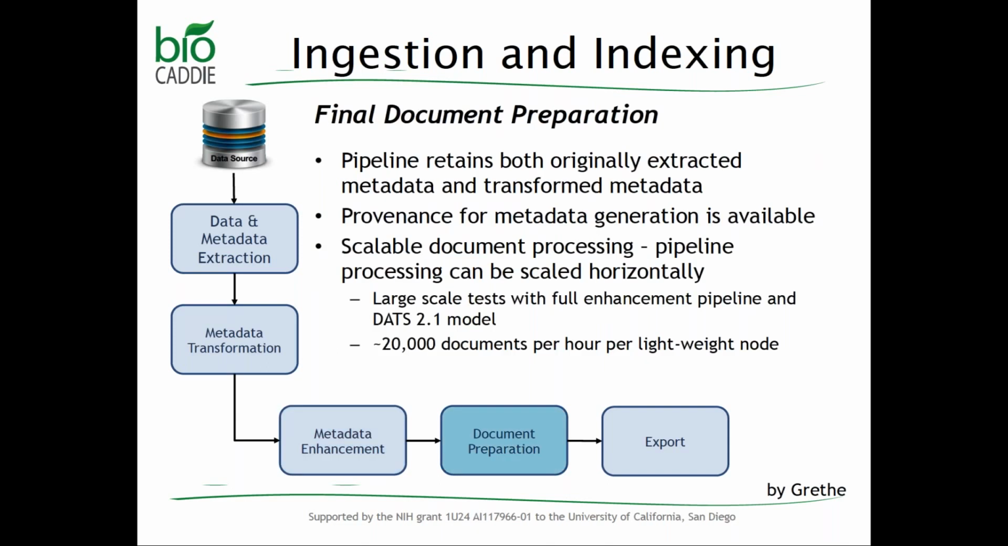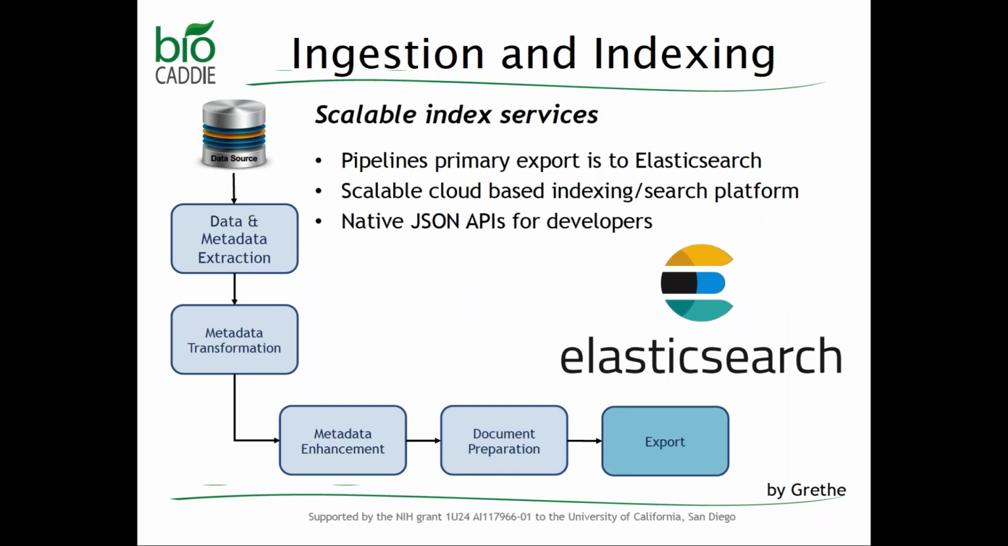The final document preparation, again, there is a pipeline here, and in order to be scalable, pipeline processing is scalable horizontally. Large data sets with full enhancement pipeline, and that's 2.1 models are in the works right now, and there's a high volume of operations dedicated to this at the moment. We want to populate the index as much as possible. Scalable index services as well.